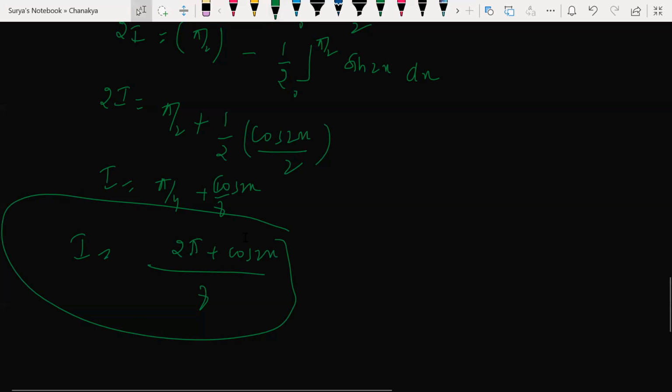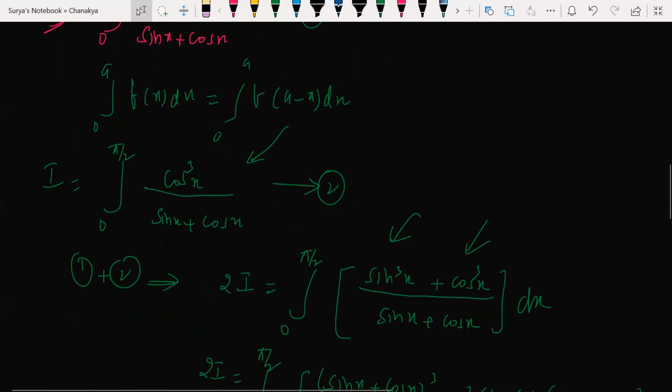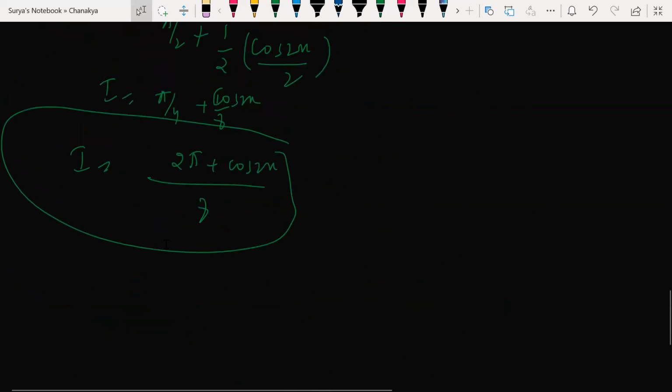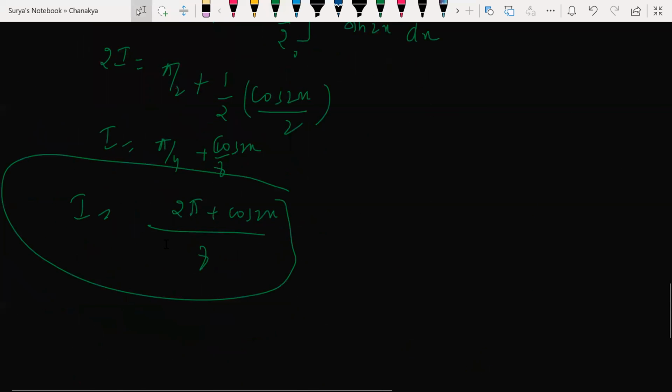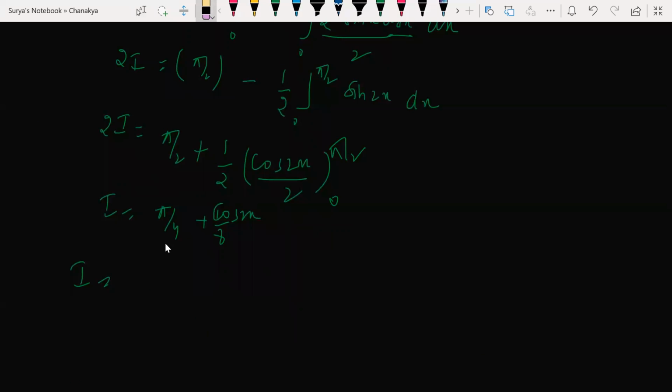Where what are the options he has given? Oh, pi by something he has given, but our options are not matching. How can we do this? I think we didn't apply the limits. I'm sorry, guys. Look at this. We didn't apply the limit 0 to pi by 2. Yes. We forgot that. So if you forget that, everything will be collapsed. Okay.